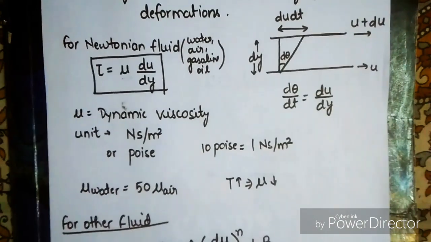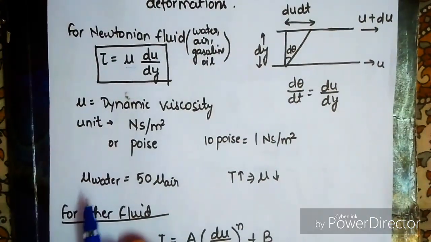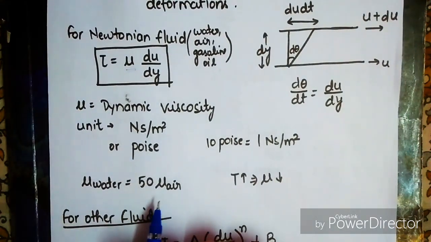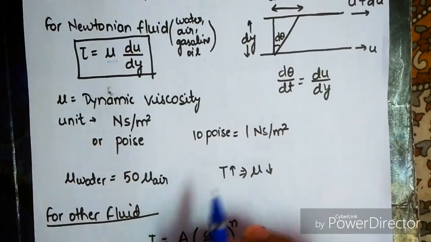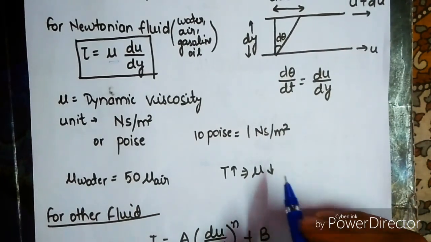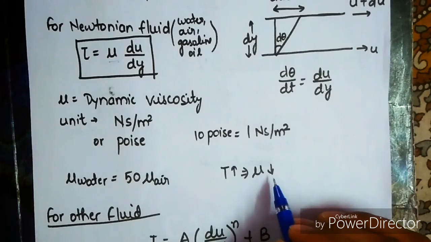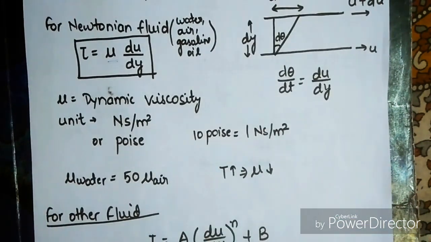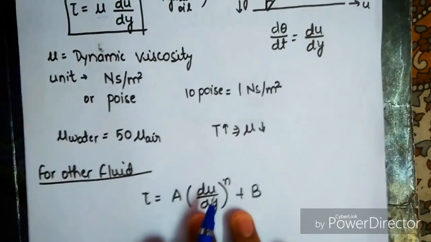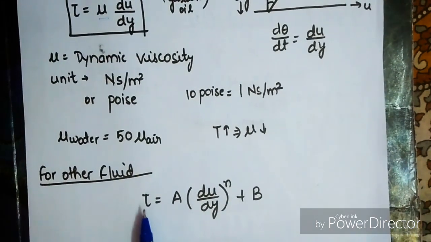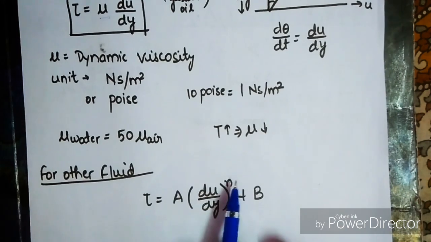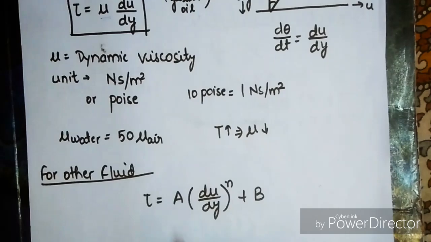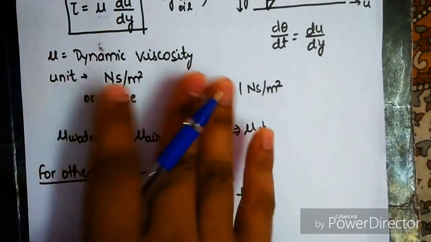We should remember one thing, that mu, the dynamic viscosity of water, is 50 times the dynamic viscosity of air. With increase in temperature, the dynamic viscosity decreases. This happens in the case of liquids only. In the case of gases, it is just the reverse. Now for fluids other than Newtonian fluid, the shear stress equals A (du upon dy) raised to the power n plus B, where A and B are constants and n is the power to this rate of change of velocity. Now we can see a graph for it.